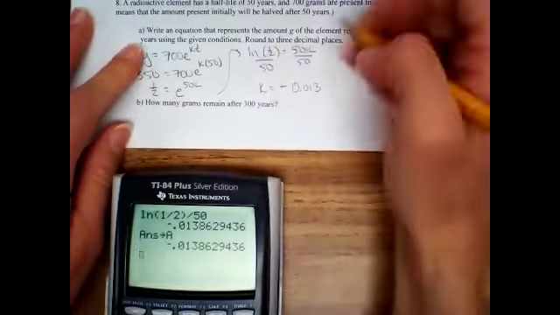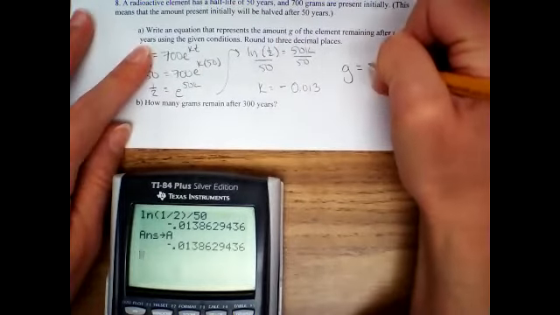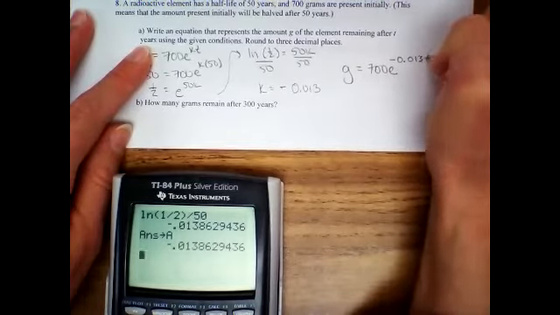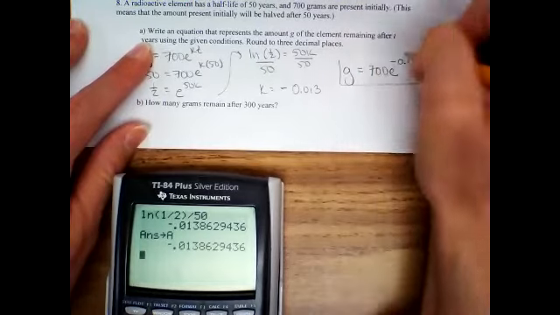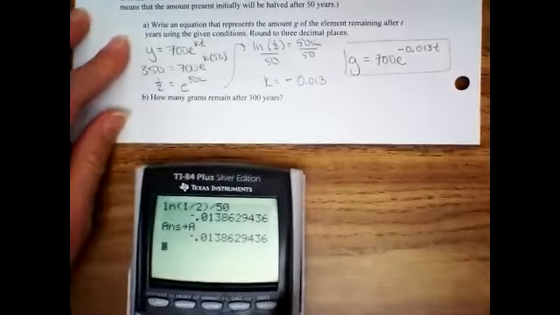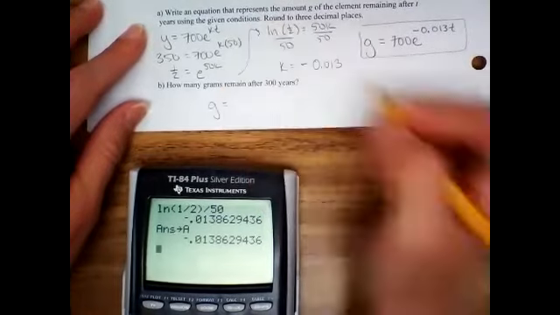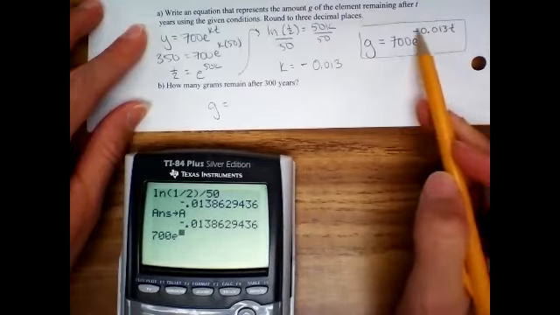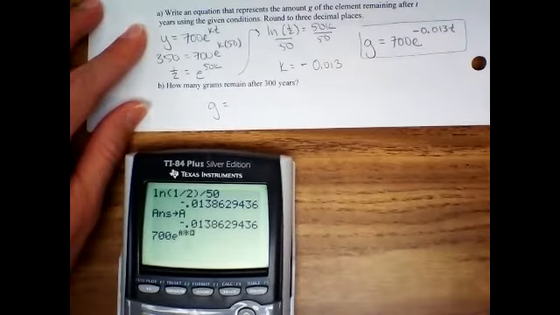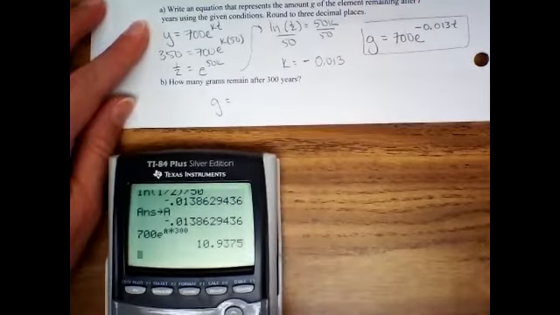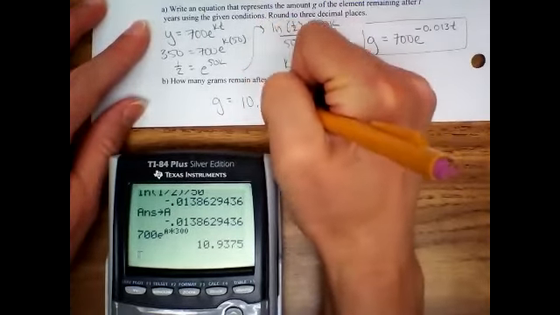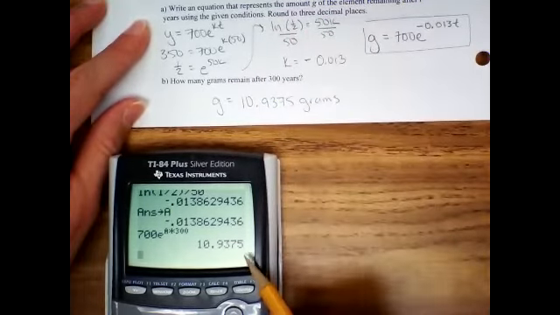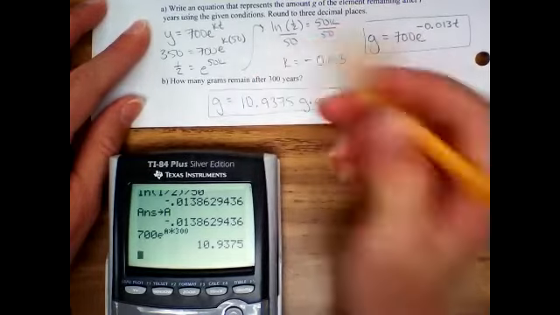And it said write an equation for G for the amount. So G equals 700 e to the power negative 0.013 t. And then how many grams remain after 300 years? We're just going to plug 300 in for time. So 700 e to the power, and again, use your stored A value for that to copy paste, times 300, and we get 10.9375 grams. You only really need to do 3 decimal points, but since that only went 1 decimal point further, I just went ahead and moved the whole thing, because why not?